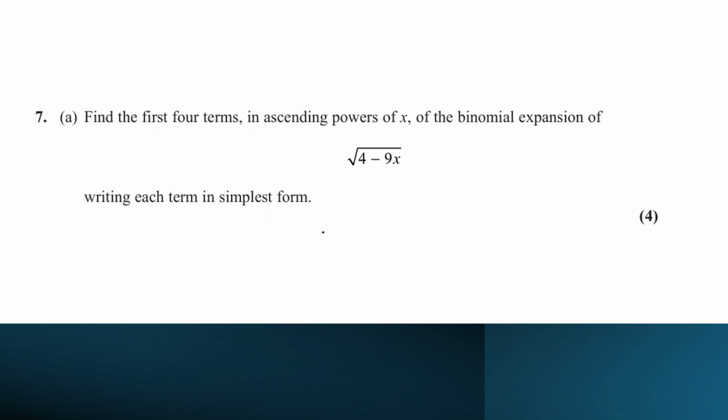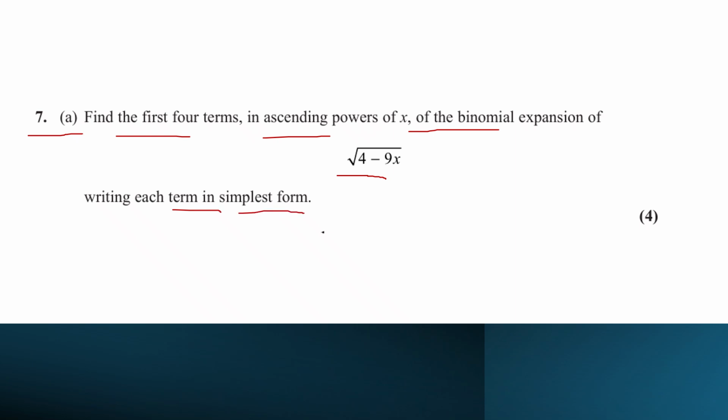Pause the video now, Year 13, and have a look. Can you work out this question? This is question 7a from a past paper, Edexcel June 2022, Paper 2, full A-level Pure Mathematics. Find the first four terms, in ascending powers of x, of the binomial expansion of the square root of 4 minus 9x, writing each term in its simplest form.